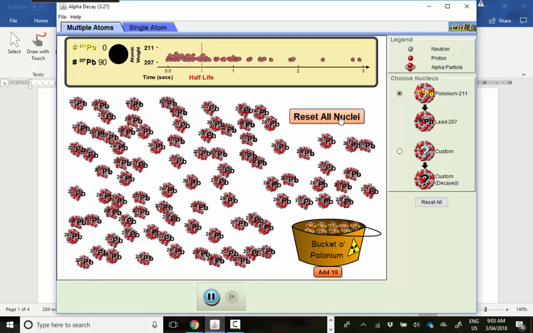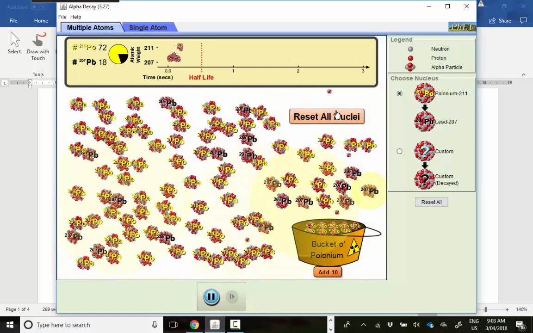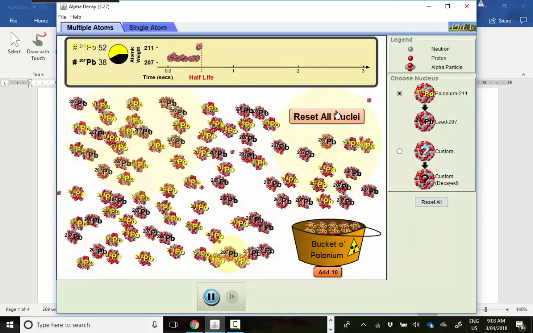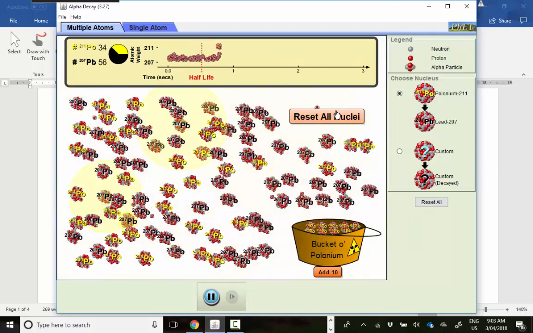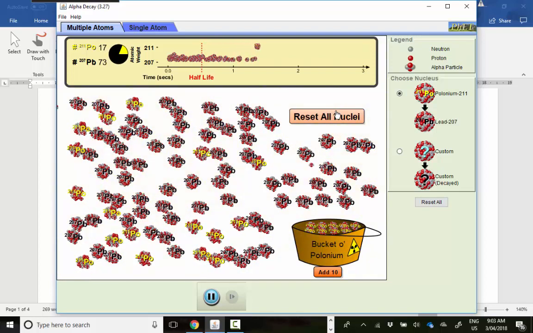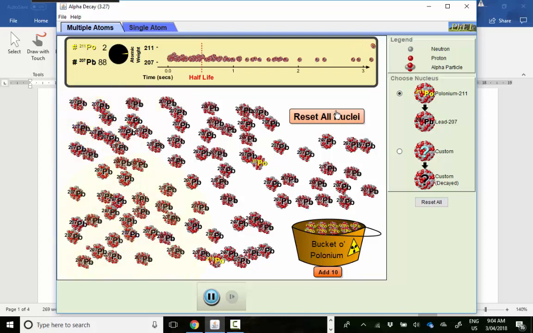If I reset this, we'll look at polonium decaying down to lead. A couple of things I want you to notice there is that it's a random process. It just doesn't happen that all of them will go at the same time. It's a real potluck scenario. Generally, we'll have a half-life for a particular type of element.